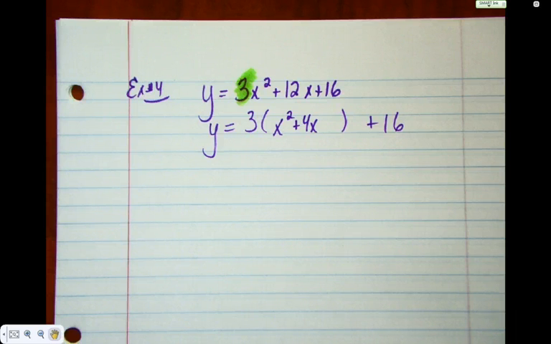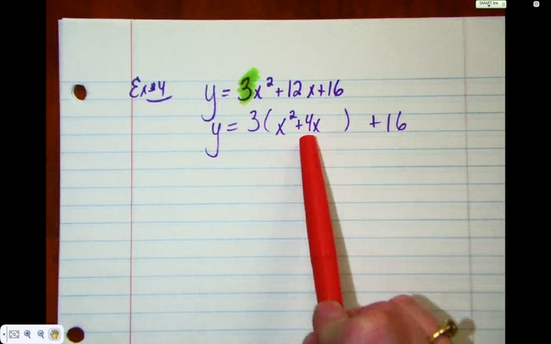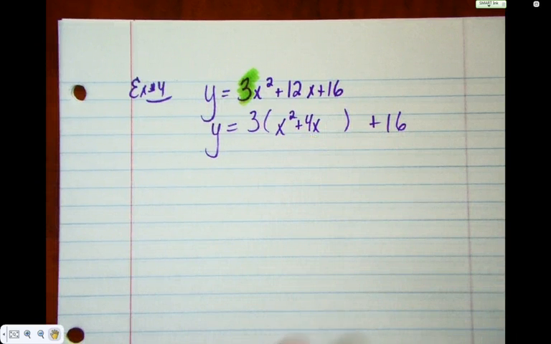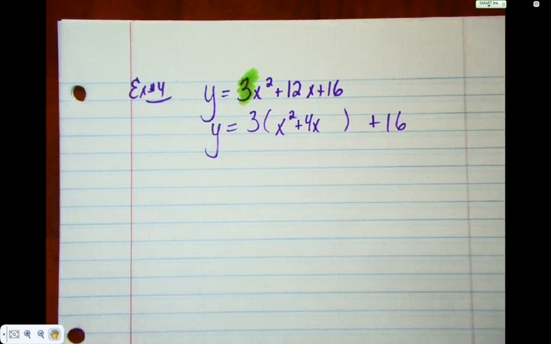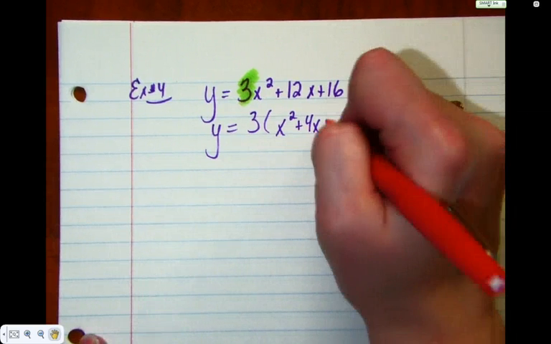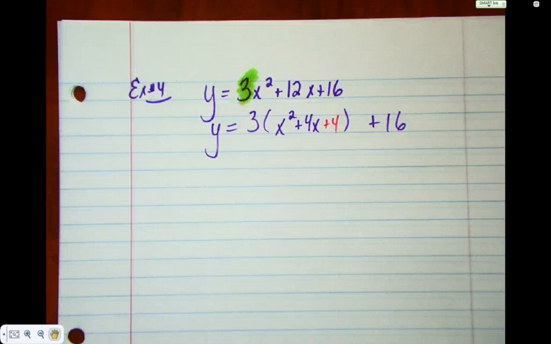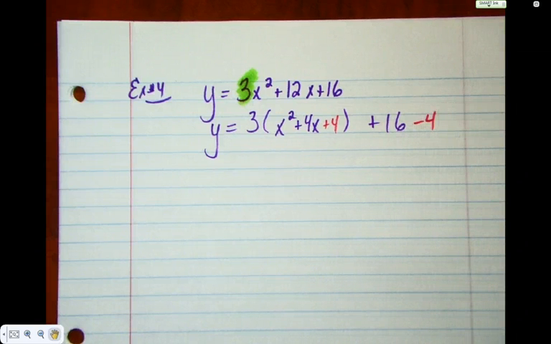Now the next step, we're just going to pretend everything was like it was before, not changing anything up yet. Middle divide by 2 squared, so 4 divided by 2 is 2, and 2 squared is 4. And if I add 4, what do I need to do at the end? Subtract 4.